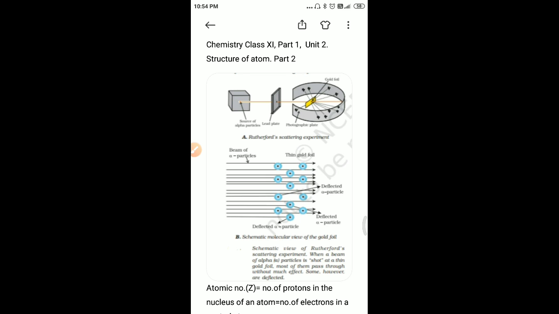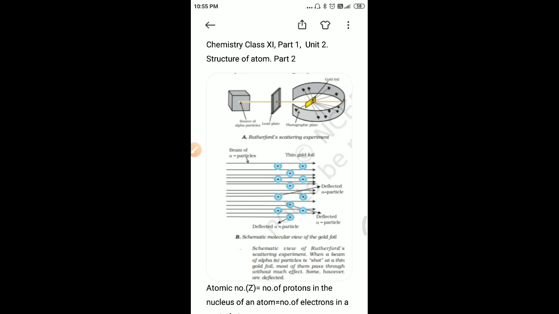This model can be visualized as a pudding or watermelon shape of positive charge, with the plums or seeds embedded, which are the electrons. An important feature of this model is that the mass of the atom is assumed to be uniformly distributed over the atom. Although this model was able to explain the overall neutrality of the atom, it was not consistent with the results of later experiments.